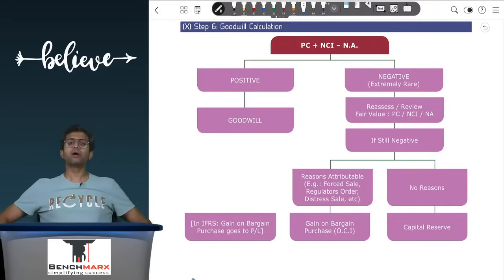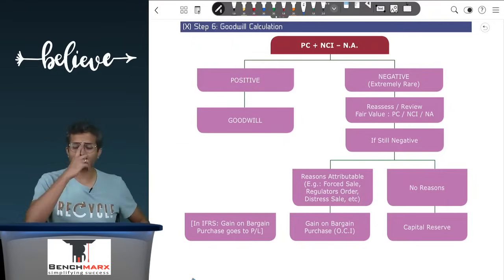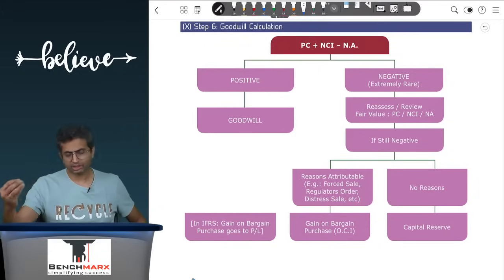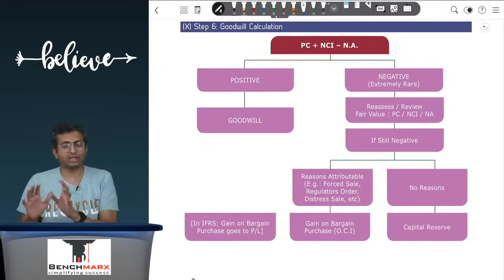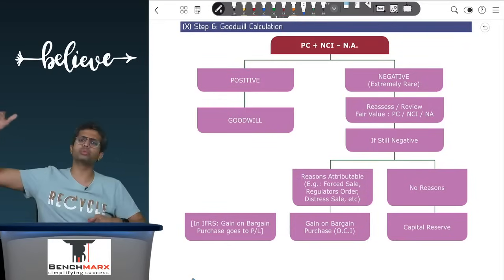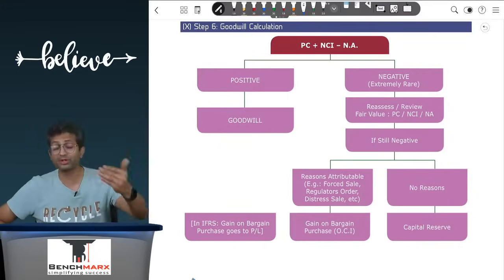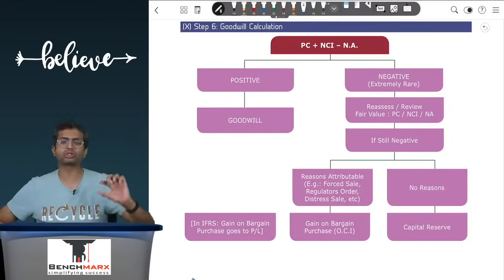So if there are reasons which are attributable because of which this transaction is happening, then this is called a bargain, and the difference over here can be called gain on bargain purchase, which as per Ind AS will be shown in other comprehensive income. It will be accumulated as a part of capital reserve. It is not distributable profit. However, it will be shown through other comprehensive income.